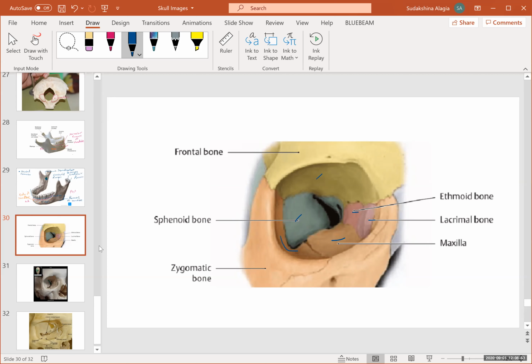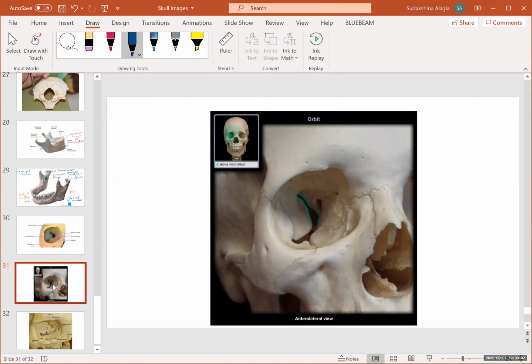The only one that you don't see is the orbital surface of palatine bone, which is behind the ethmoid. This one shows you the supraorbital fissure and the realistic picture of the orbital surfaces. Lacrimal. Ethmoidal. Frontal.